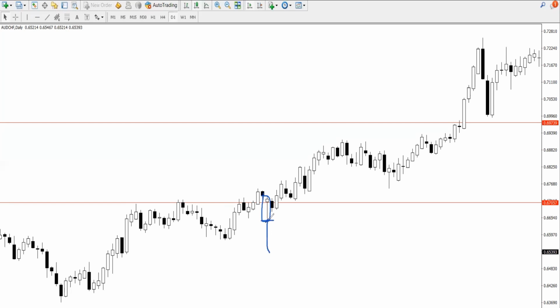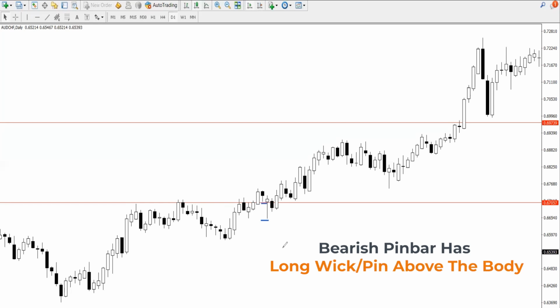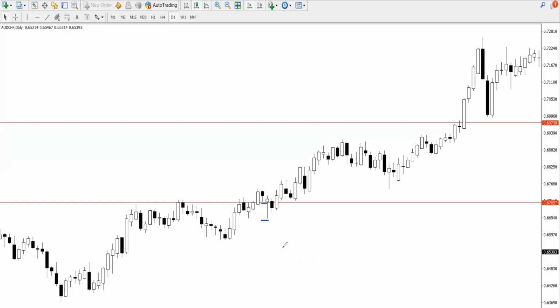They were happy to come back in the market and close price well above this previous consolidation range here, creating this long pin or this long wick. This is a very dominant bullish signal. So guys, to determine a bullish pin bar from a bearish pin bar, it's really quite simple. A bullish pin bar has a long tail or a long wick or a long pin below the body, and a bearish pin bar, which we'll look at in a moment, has a long wick or a long pin above the body.